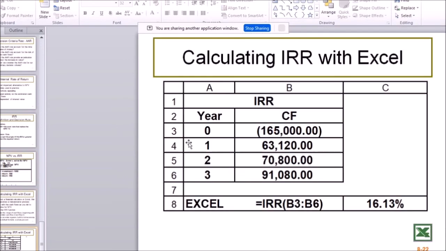Okay, and Excel, very easy. You just need the values themselves, including the original value. Then you have to manually compare with the required return.